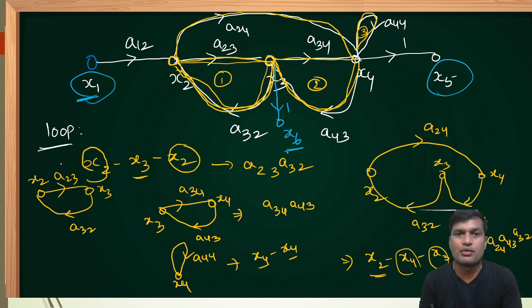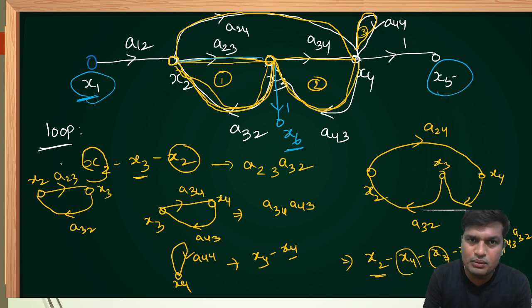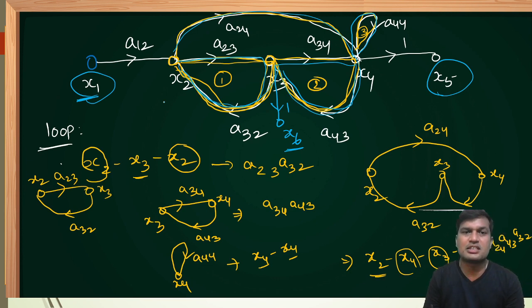What is the number of loops? See, this is the first loop, there is no change. This is the second loop, there is no change. This is the third loop, there is no change. This is the fourth loop, there is no change. That means even if input and output are changed, the number of loops remains 4 only.